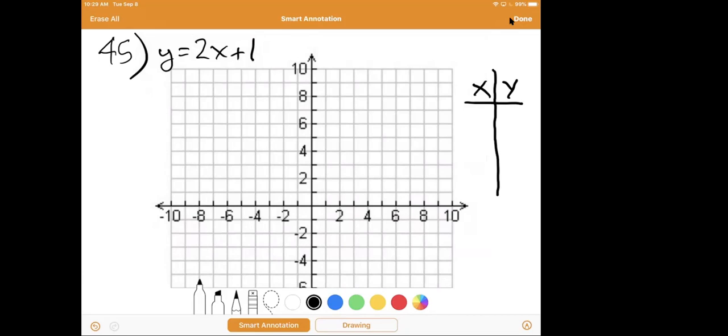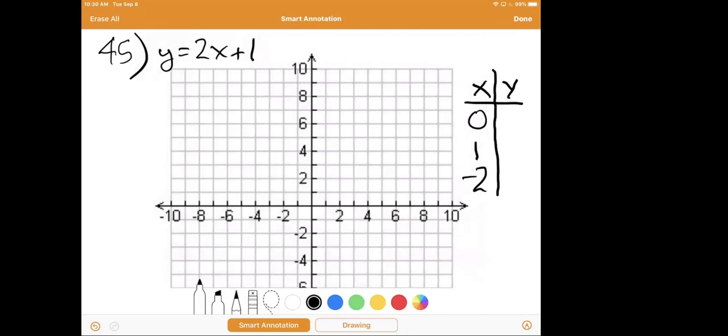Now we want to get the equation solved for the letter y. This one is already solved for y, so that's very useful. And when it's solved for y, you can just pick some numbers at random. These are completely random, folks. I always like to pick 0 because it's easy to operate with. And then I like to pick a positive number, and I like to pick a negative number. And so I'm just going to pick those 3 numbers.